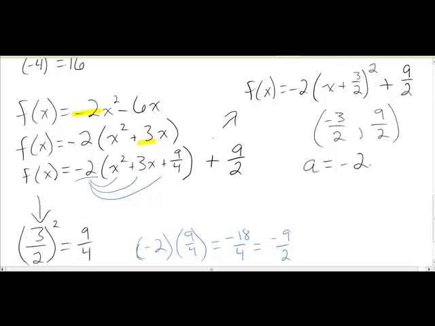If you're wanting to know what the x-intercepts are, remember you should come back to this original format, set it equal to 0, and solve for x. That's actually pretty quick to do. Factor out a negative 2x and you'll get there very quickly.